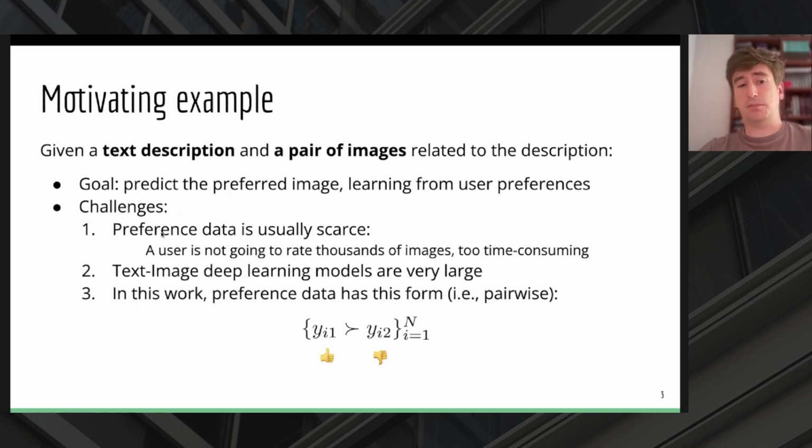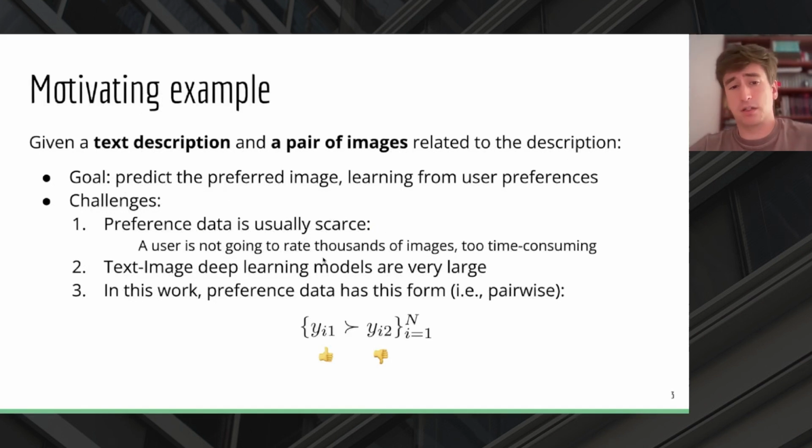The first one is that preference data is usually scarce. We usually have limited amounts of preference data because preference data is obtained by having users rate lots of images, and one human user cannot rate 1,000 images, because that would take too much time. So our data sets will usually be small, like 50 images or so. That's one kind of restriction.